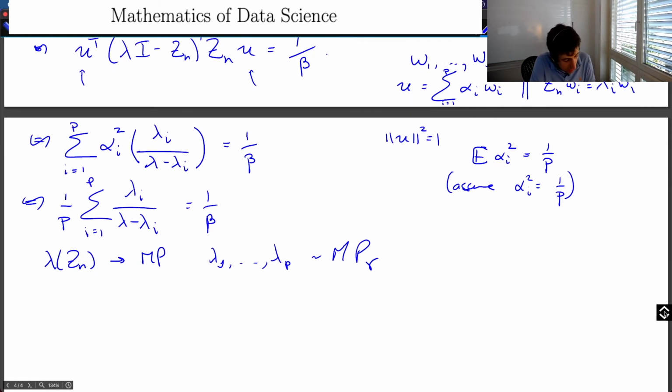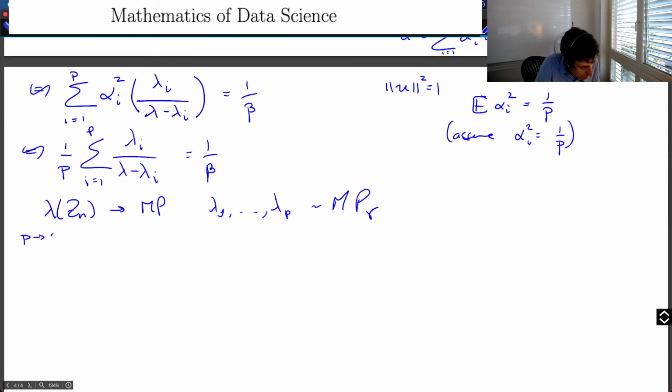Okay, so what this means in the limit, as p goes to infinity and n goes to infinity and so on, what we expect is that this sum is well approximated by the integral. This is just an expected value. We expect this to be the same thing. It's just the expected value under the Marchenko-Pastur distribution of gamma of, where t is drawn according to this, t over lambda minus t. And then this is 1 over beta.